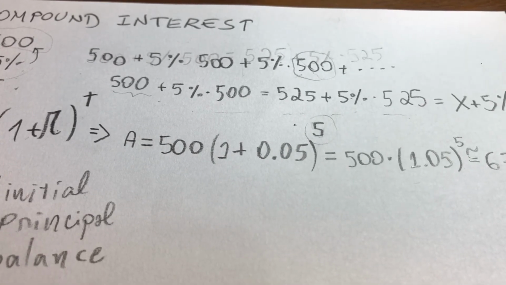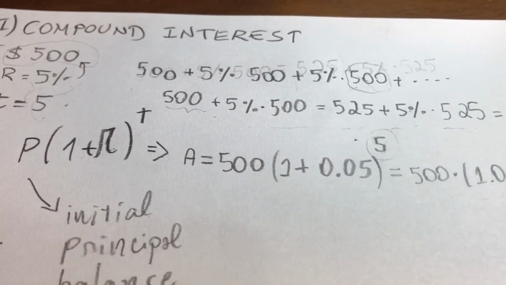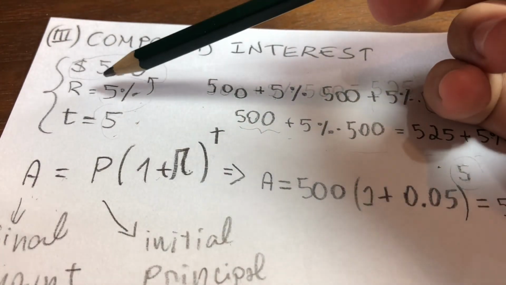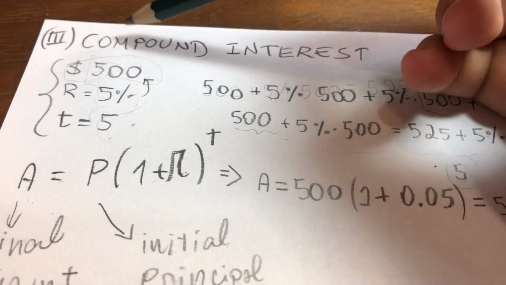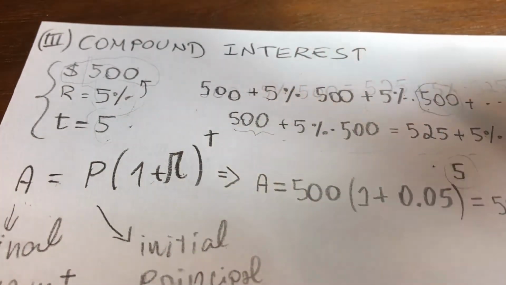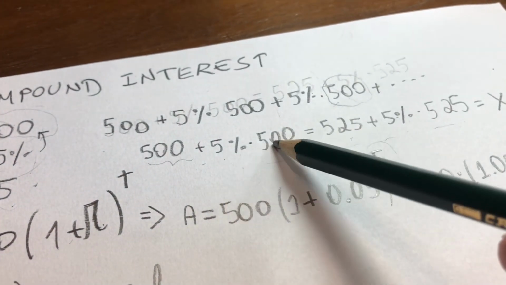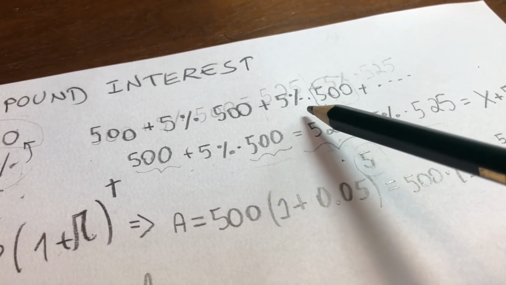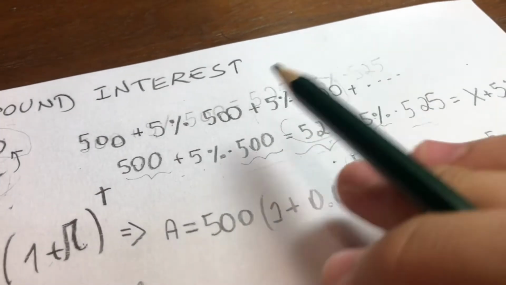In the last example, I had $625, but now I have $638. Why do I have this difference? Because in the last example, as I told you, my rate was always above this fixed value. In compound interest, this rate is always above the new value. I have 5% of the initial value, and after 5% of the new value, that is the initial value plus the first interest, and so on.